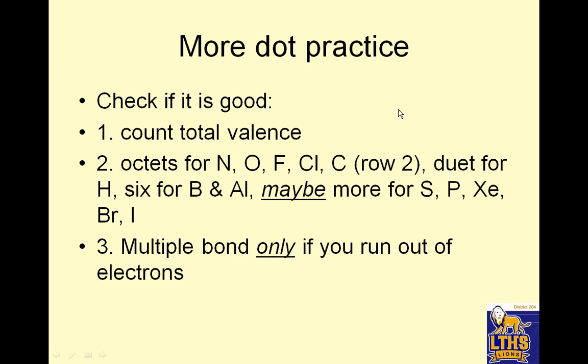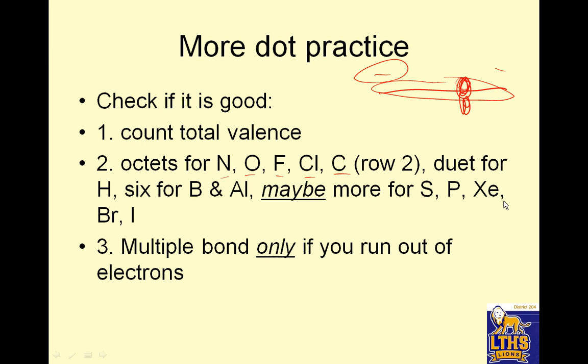Count the total valence electrons. So count how many come in using the periodic table and make sure when you're done, that's how many you see. Make sure to give octets for nitrogen, oxygen, fluorine, chlorine, carbon. Those are all in row 2 on the periodic table. Okay, so row 1 is hydrogen and helium. All of these guys are in row 2. They usually have 8. Make sure hydrogen only gets 2. That's the periodic table. And then boron over here and aluminum right under it only needs 6 to be happy.